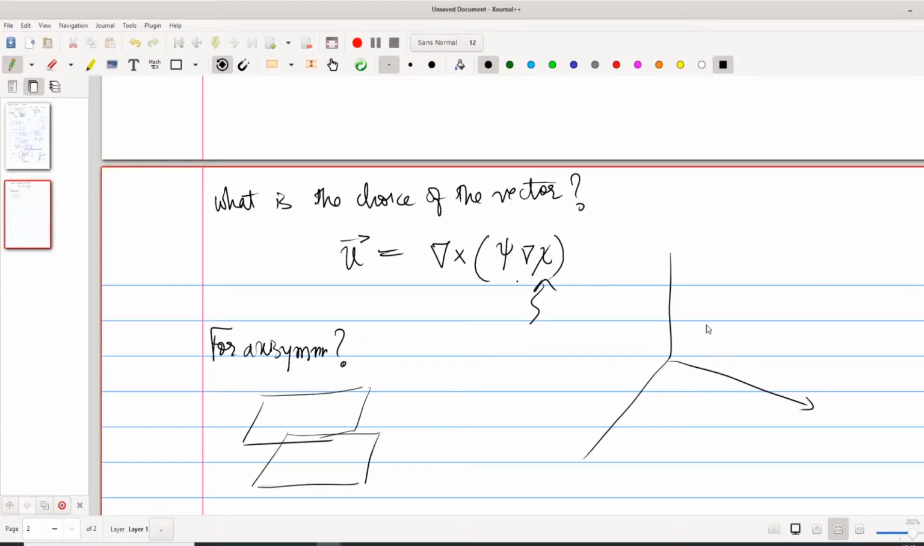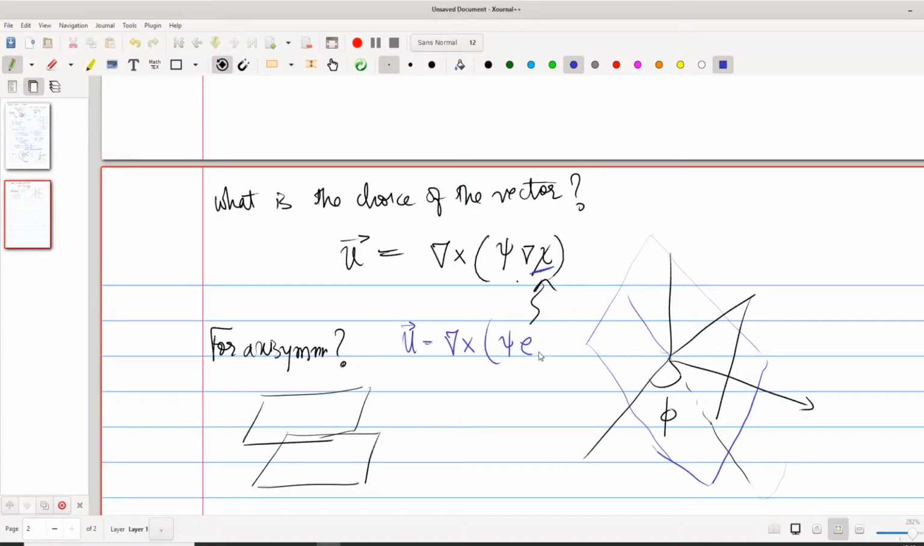Let me draw quickly the surface. Given this phi, the surface which has a constant phi is the surface onto which the entire flow will be confined. So phi will simply become e phi. In that case, the u vector will be the curl of chi e phi.